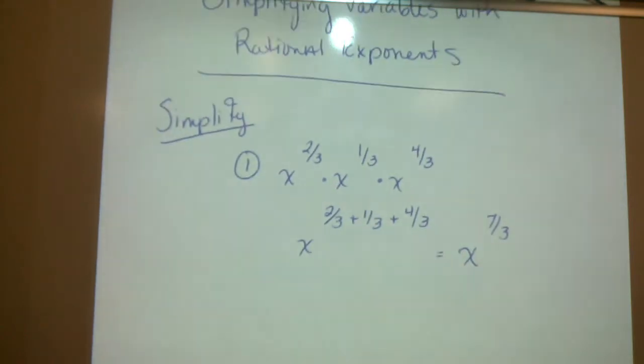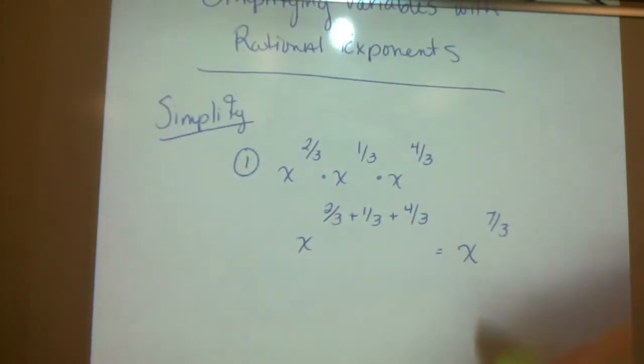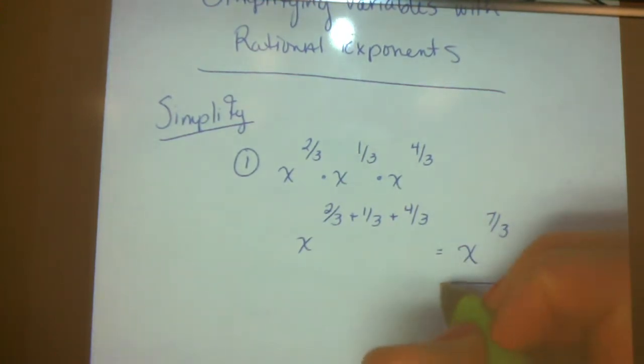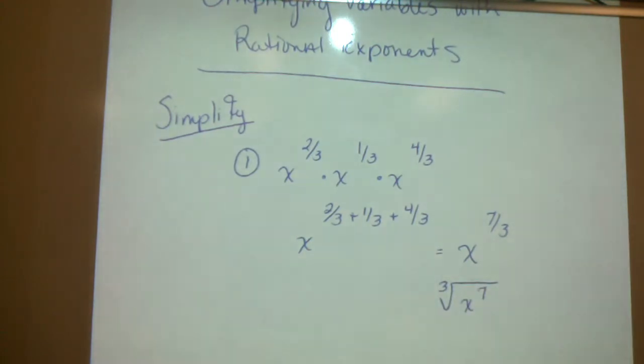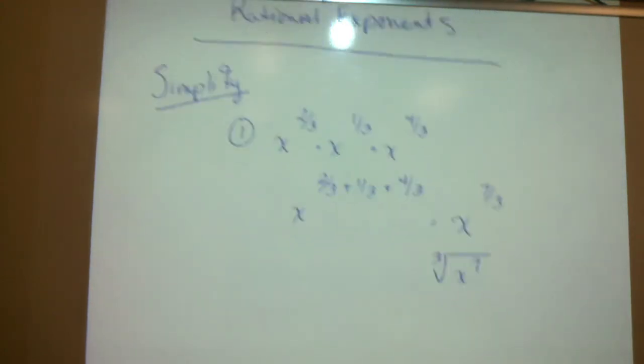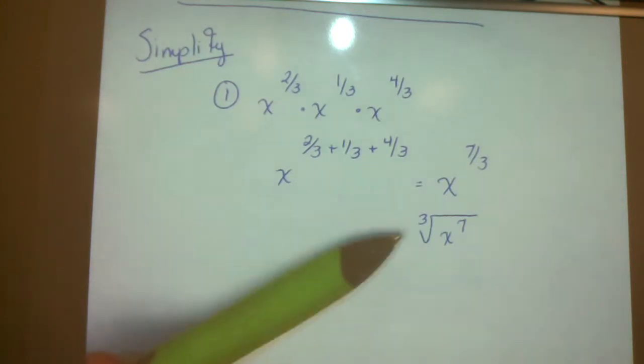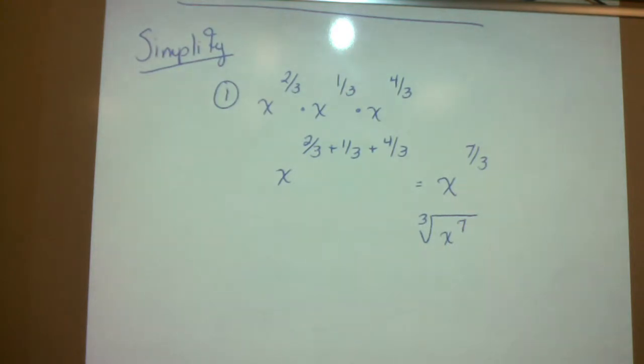So let's do that. Let's write this in radical form. If I were to rewrite it, remember this is the root and this is the power. So I've got the 3rd root of x to the 7th. If I were to rewrite that in radical form, that's what it looks like. Now from here, I've got to see how many groups of 3 do I have. Remember, you're grouping by 3 because that's the root. So I've got 7 x's.